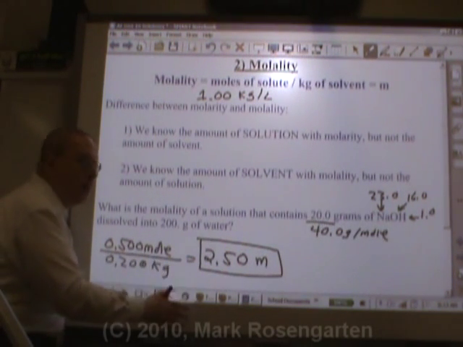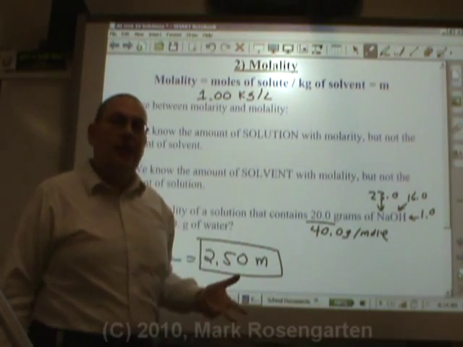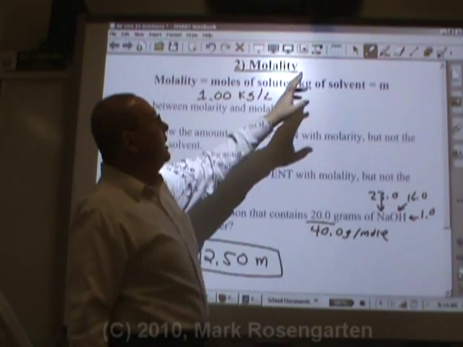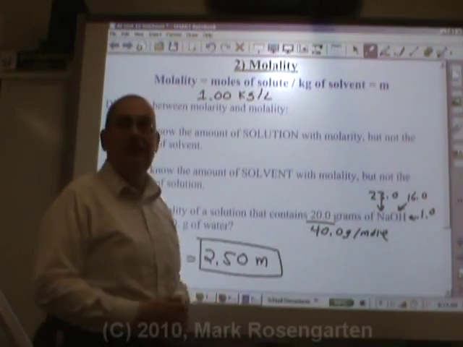Now once you know the molality, you can easily find the new freezing and boiling point. Again, it's just like molarity, except instead of dividing by liters of solution, we divide by kilograms of solvent. Otherwise, the math is exactly the same.